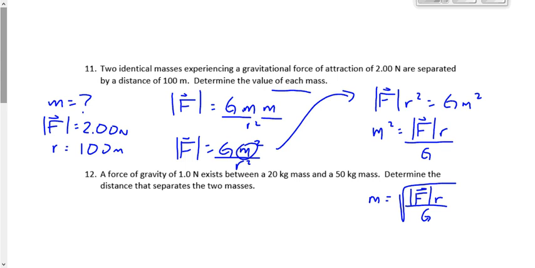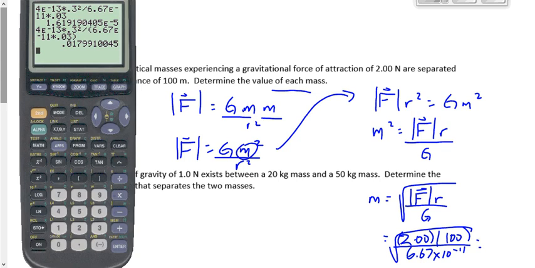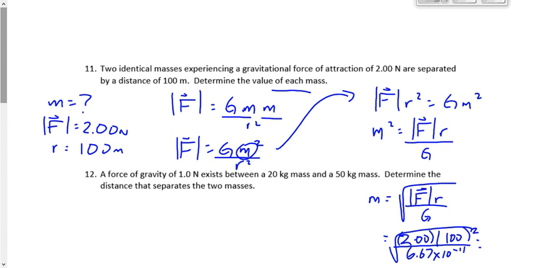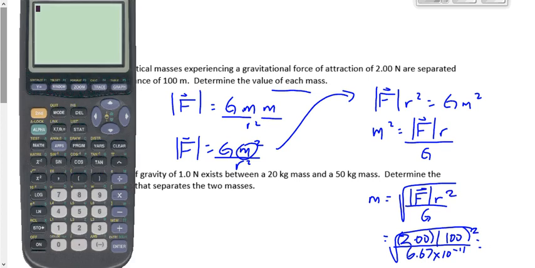So we're going to say the force here is 2 newtons. R is 100, over 6.67 times 10 to the negative 11. I'm going to make a mistake on this one as well when I enter it into the calculator. Okay, watch for it. See if you can pick it up here. Yep. Have I? Did I forget? Oh, I did forget to square R. Yeah, thank you. So watch for the mistake here, okay?